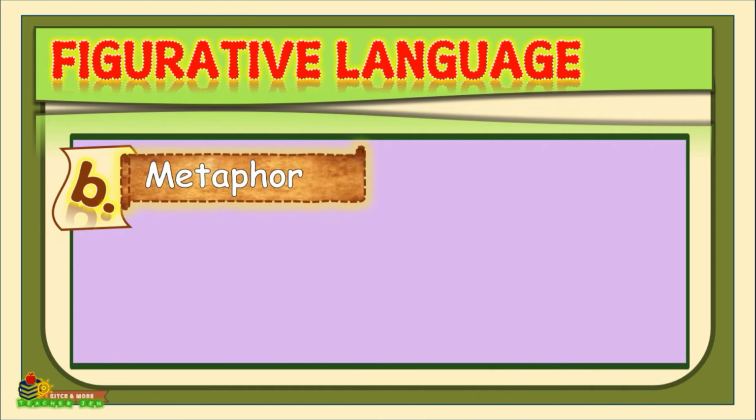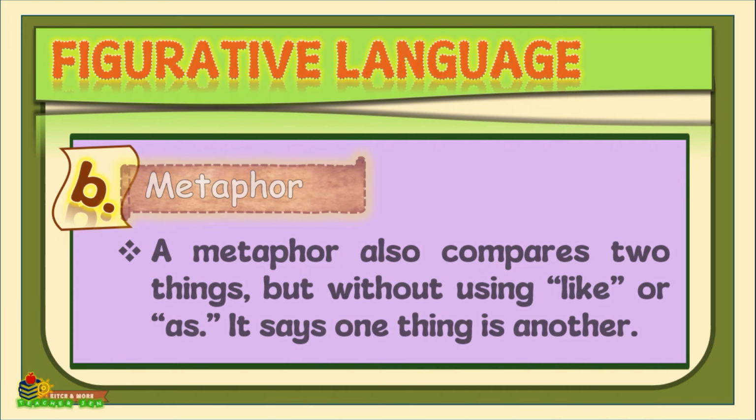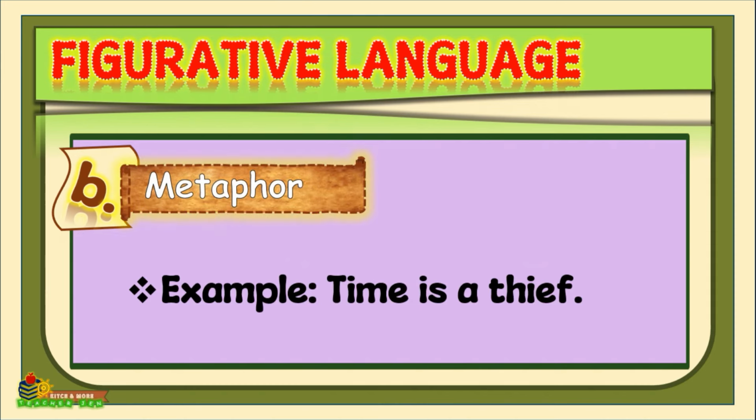Next is metaphor. A metaphor also compares two things but without using like or as. It says one thing is another. So the purpose is to create a strong image or meaning. For example, time is a thief. Time doesn't literally steal, but this metaphor shows how time can quickly take away moments from our lives.